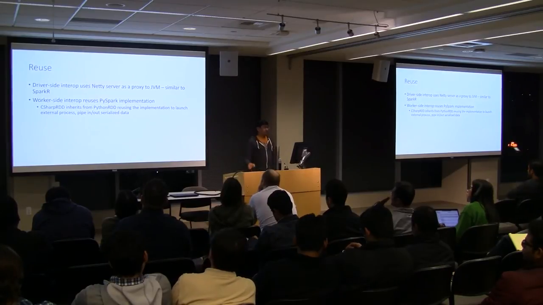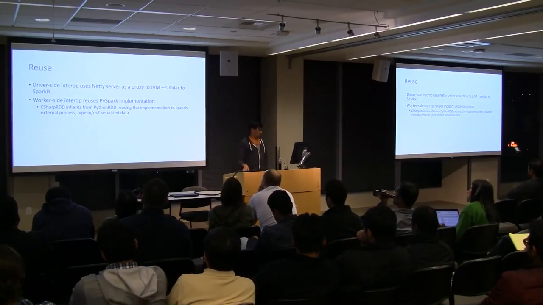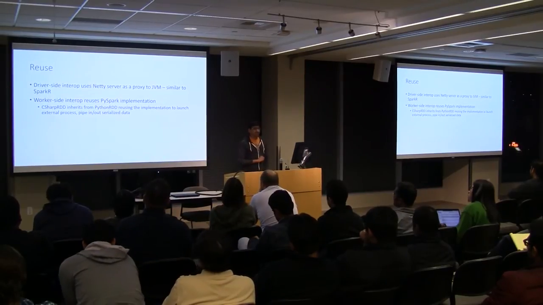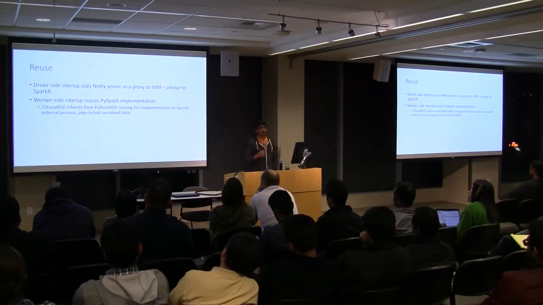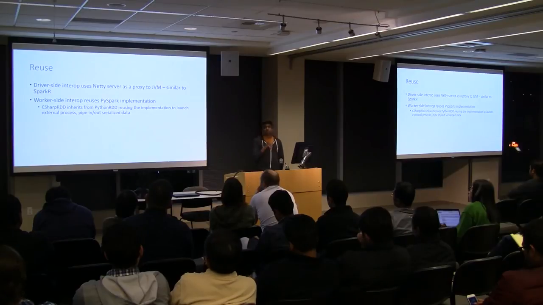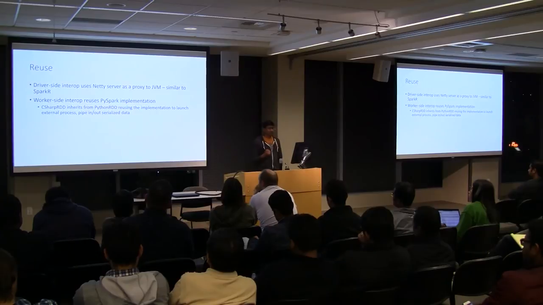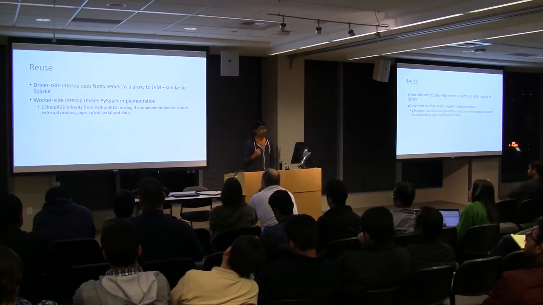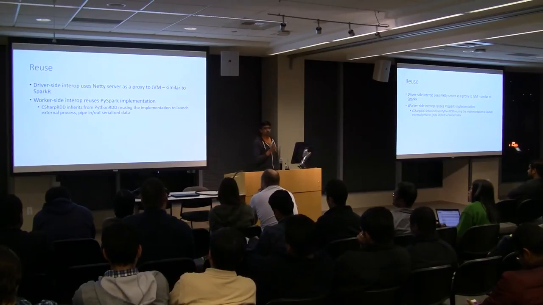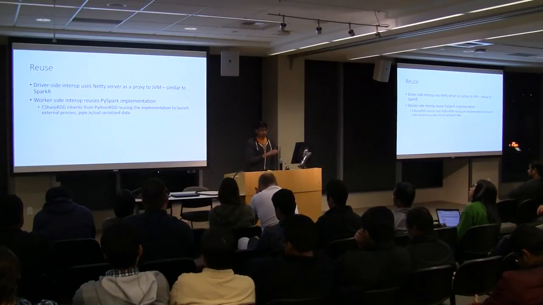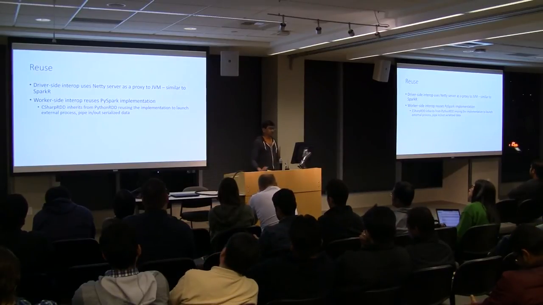About the reuse part, I mentioned we try to reuse the design and code from the existing language bindings as much as possible. This slide covers that reuse. On the driver side, the interaction between the C-sharp driver and the Java driver, the JVM driver, uses a native server. That implementation is similar to how the R binding works. The Python binding has a different way of interoperating. We use Py4j, but the R implementation uses the same model.